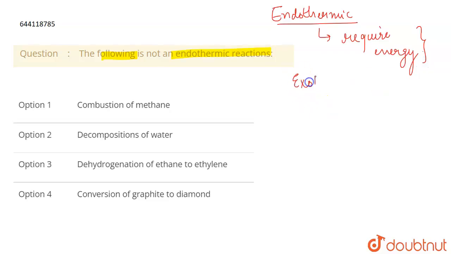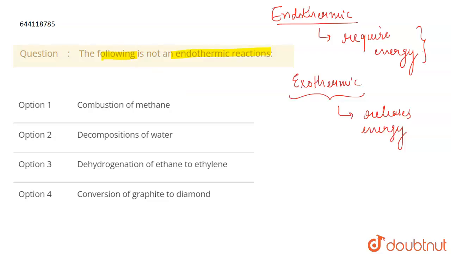But exothermic reactions are those in which energy is released. In these reactions, energy is released. So this is the difference. Again, energy can be in the form of heat, light, electricity, in any way.